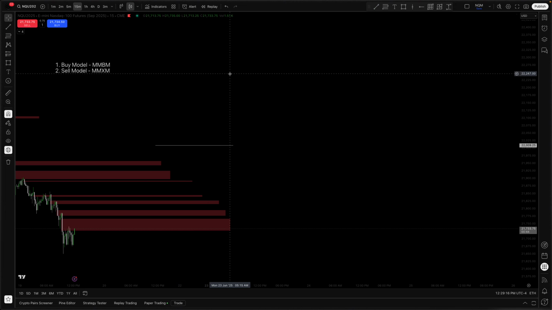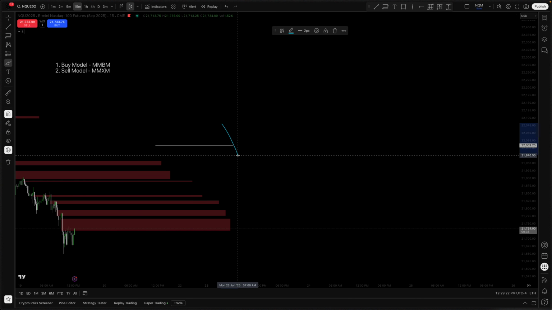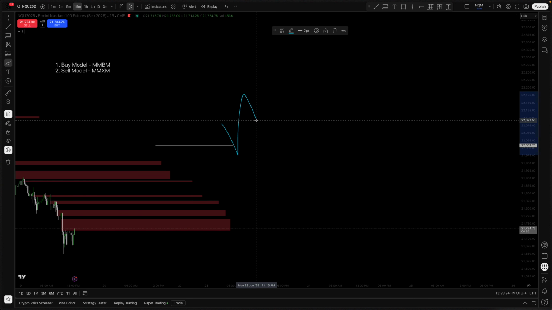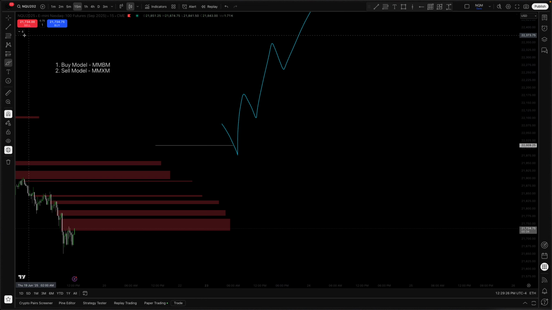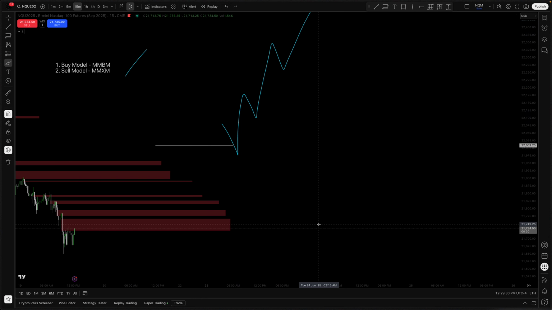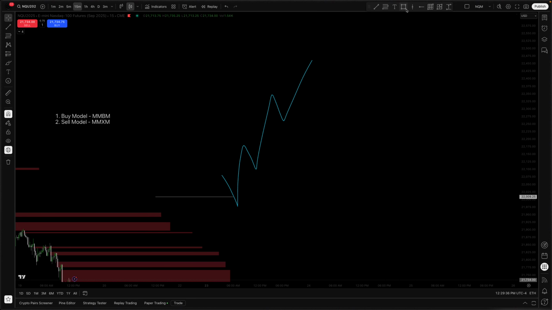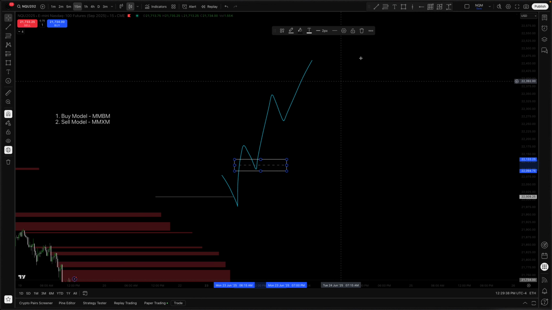There's some liquidity here. Price comes back, creates a fair value gap, taps, goes back, taps, goes back. It's not as clear, but I'll show you exactly what you need to look for in that case. So this is a buy model.